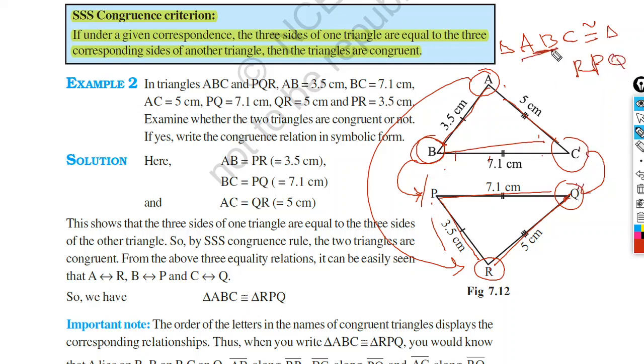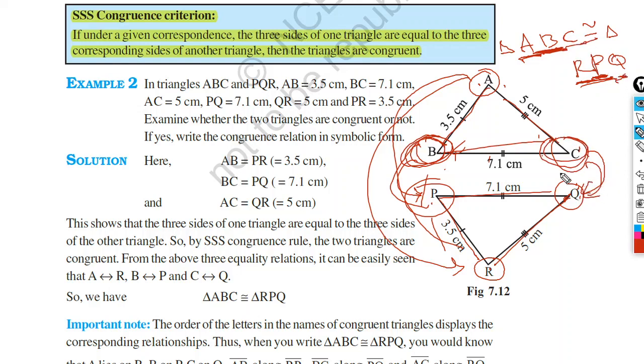Okay. So this correspondence is very much important. That means A is corresponding to R, so if you are writing A first, then you have to write R first here. Then if you are writing B in the second, B is corresponding to P. Therefore we have to write P here in the second position. Similarly C last, C is corresponding to Q. Therefore C and Q are in the last.